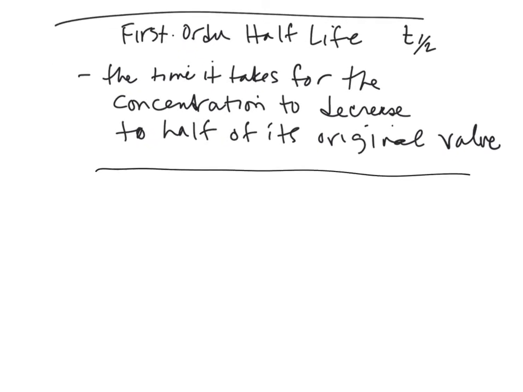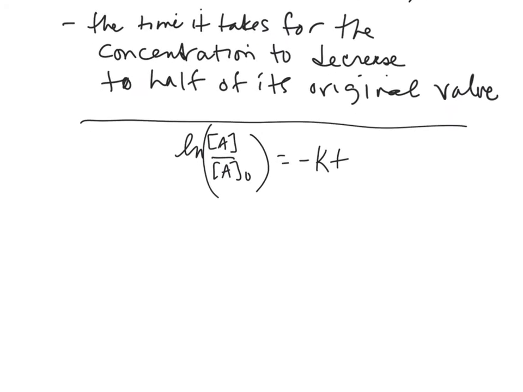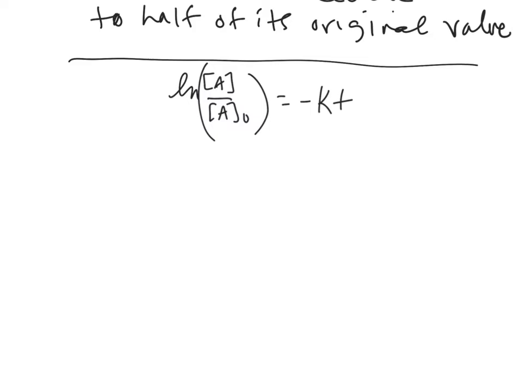All right, we will do a little bit of math here. So we will look at the integrated equation for first order. Natural log of A over A0 is equal to negative kt. And we're just going to invoke the symbolism and the idea and insert it into this equation. When time equals T1/2, then the concentration at that time will be equal to A initial over 2. Let me say it again. When t equals T1/2, then A will be equal to A initial divided by 2.